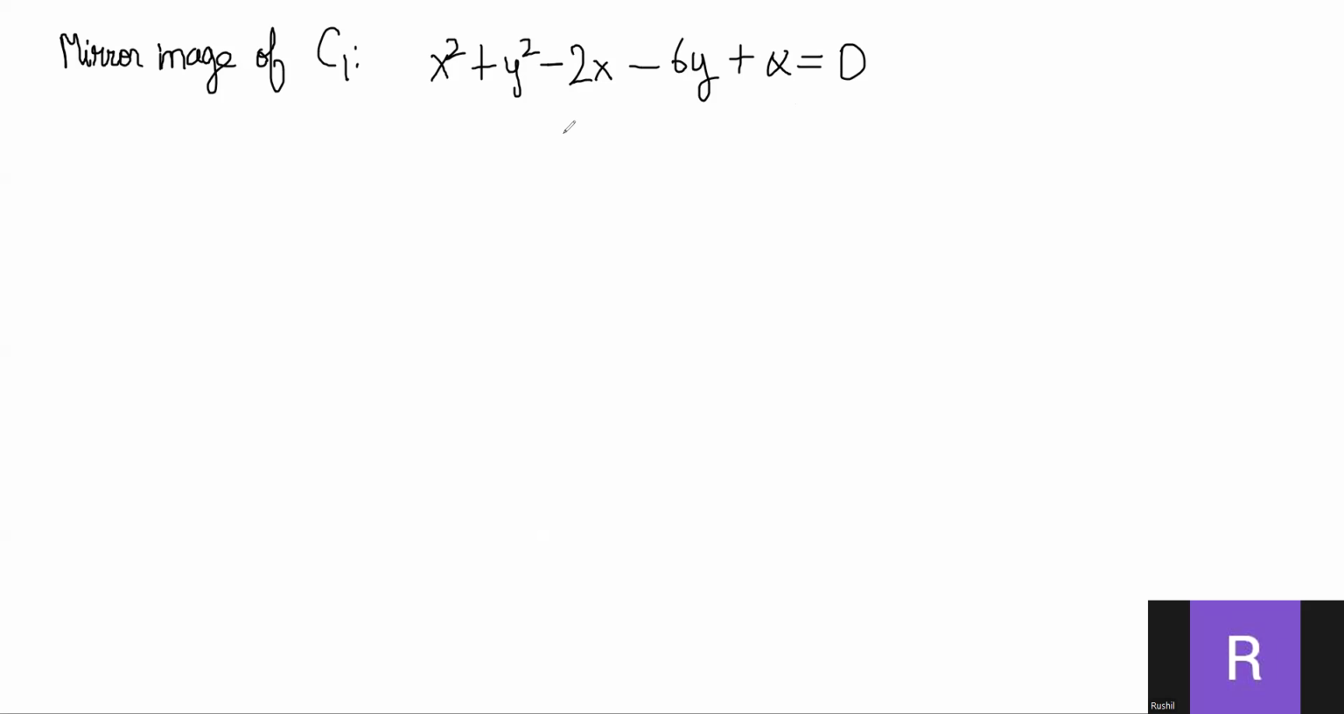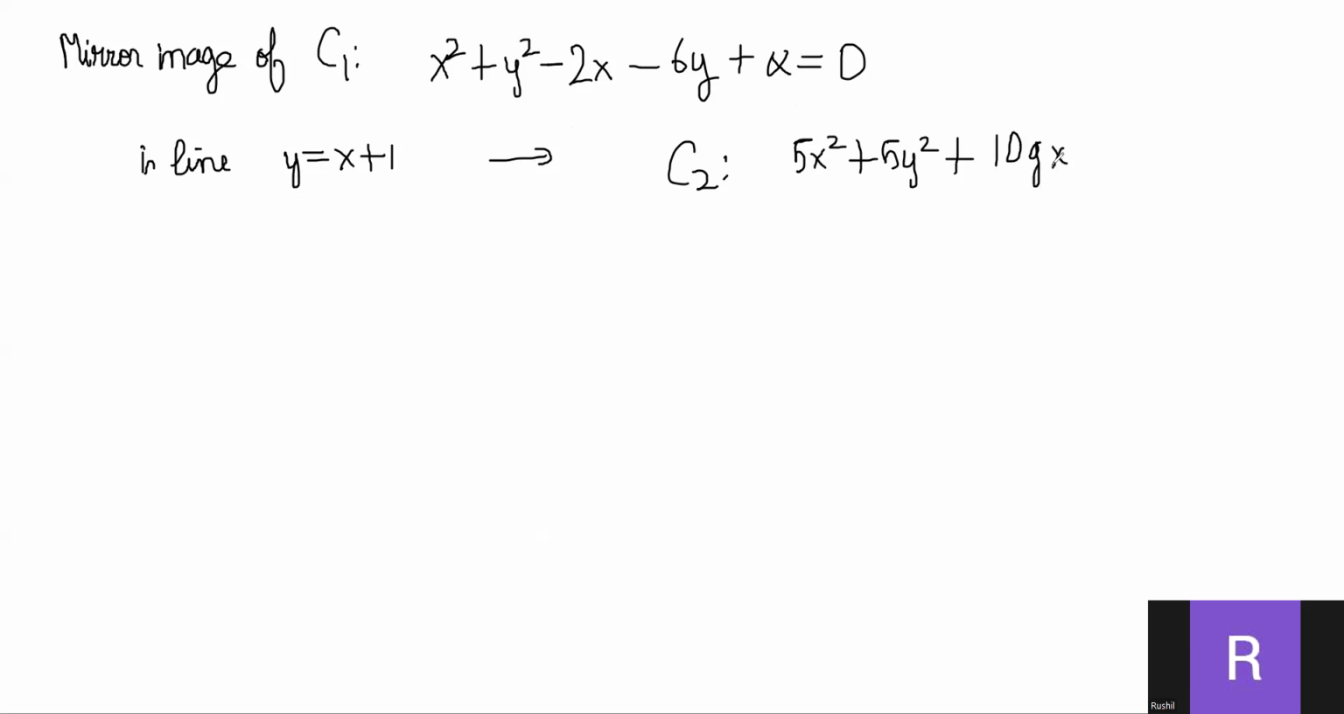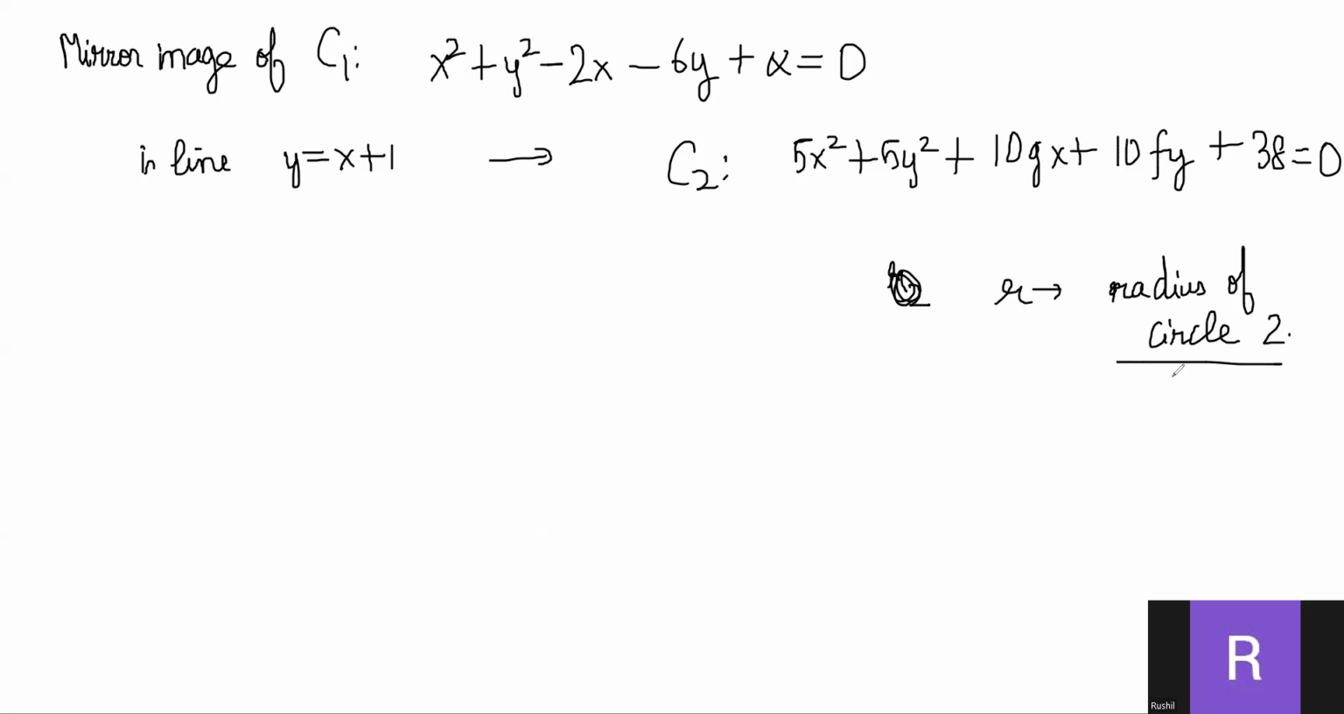Mirror image of this circle in the line y equals x plus 1 be circle C2, 5x square plus 5y square plus 10gx plus 10fy plus 38 equals 0. If r is the radius of circle 2, then alpha plus 6r square. Alpha is this.